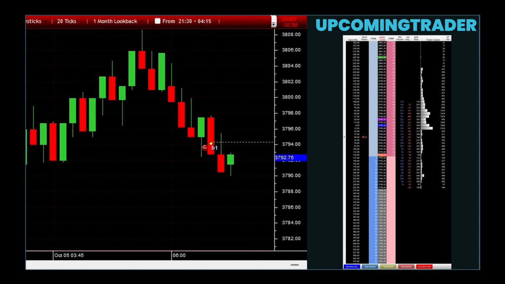A hammer appears, characterized by its small body at the top with a long lower wick, which suggests that although the price dipped significantly during the session, it closed near its opening price, thereby indicating strong buying pressure at lower levels. This could be a sign that the market sentiment is shifting, potentially leading to a trend reversal.